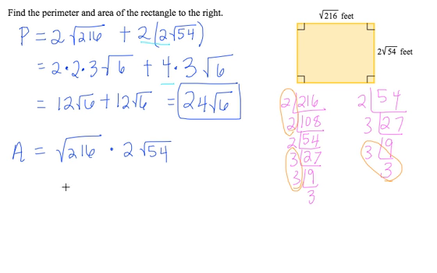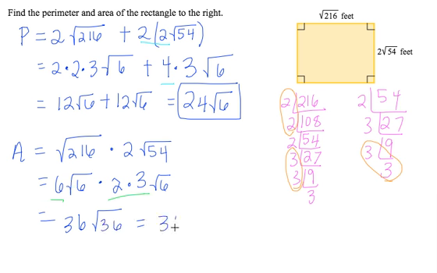So root 216, I'm going to go ahead and replace that by what we just figured out over here, which was 2 times 3, or 6, root 6, and then times that 2, and then root 54 we just figured out was 3 root 6. So let's multiply the whole numbers together, and we'll multiply the radicals together. So 6 times that 2 is 12 out front, and then square root of 6 times square root of 6 is the square root of 36, which is 6. So you get 36 times 6, whatever that number is.